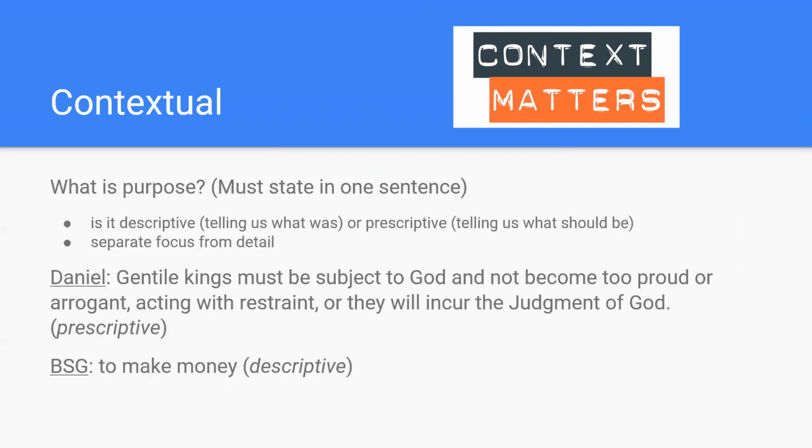To sum up contextual, what we need next is to identify the purpose. We must state the purpose in one sentence of the writing that we're looking at. Now, for Daniel, the purpose of that book was to state that Gentile kings must be subject to God and not become too proud or arrogant, acting with restraint, or they will incur the judgment of God. And that is prescriptive as opposed to descriptive. For Battlestar Galactica, the purpose of the writing was descriptive and was to make money.